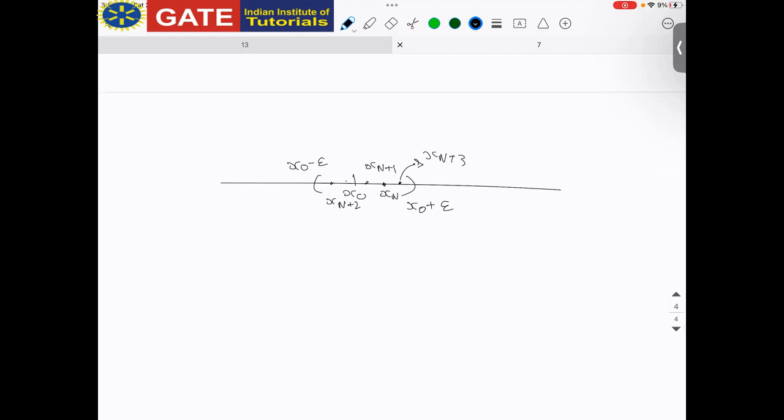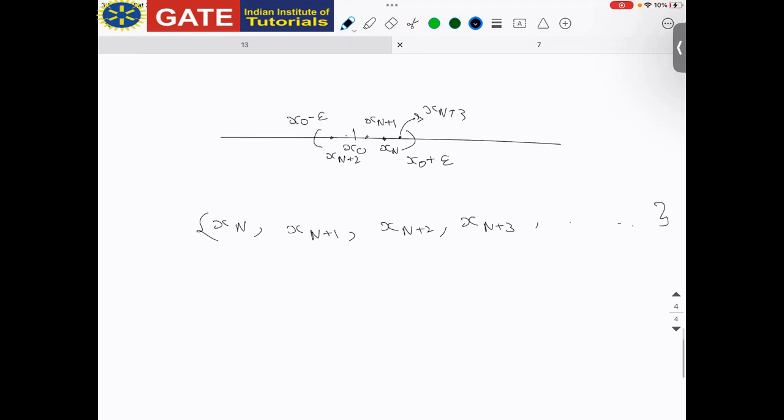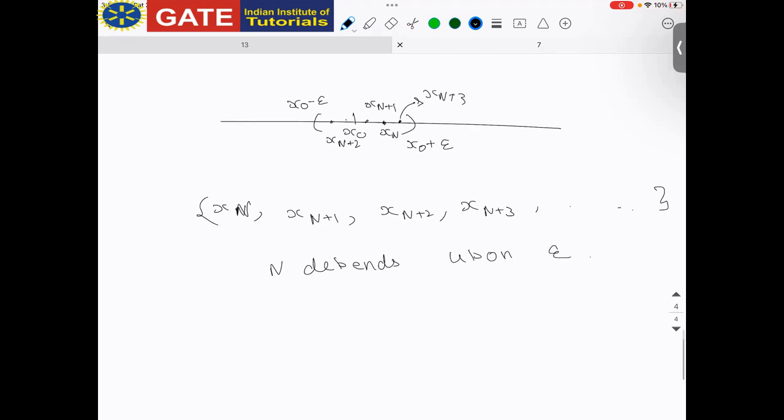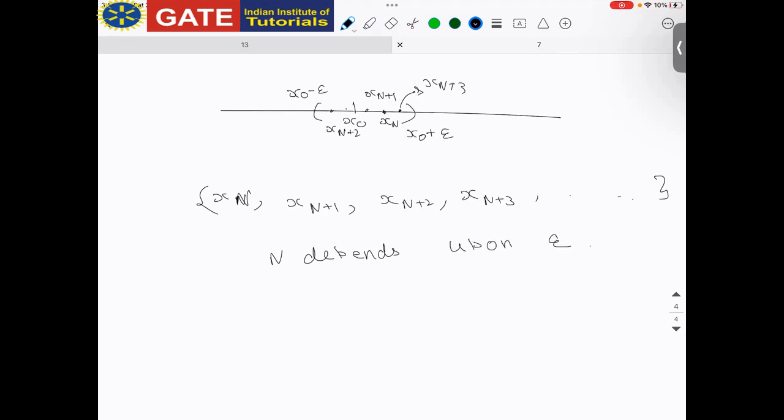What is the tail part meaning over here? Tail part I mean by xN, xN plus 1, xN plus 2, xN plus 3, and so on. This I mean by tail parts. Okay. But it will change according to the epsilon, because capital N depends upon epsilon. Okay. N depends upon epsilon.